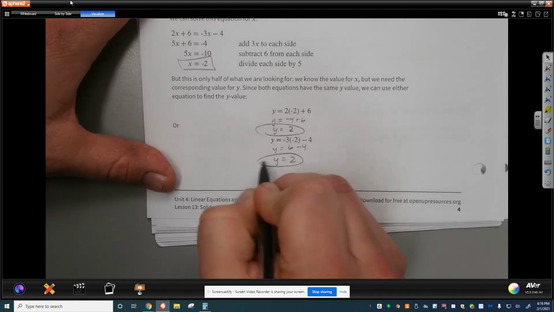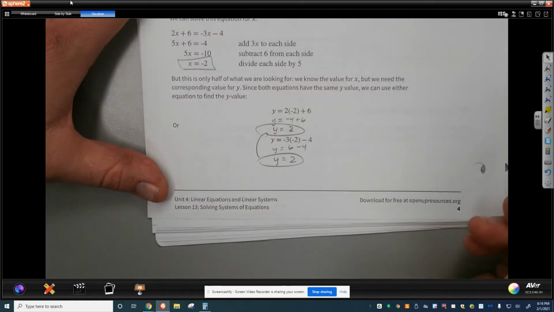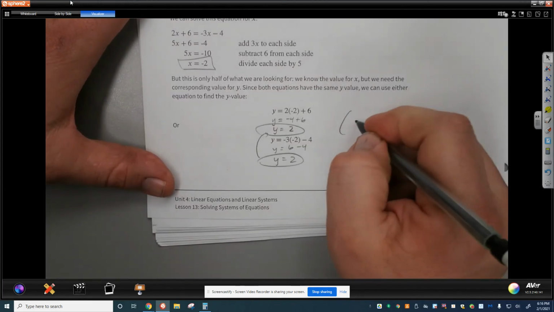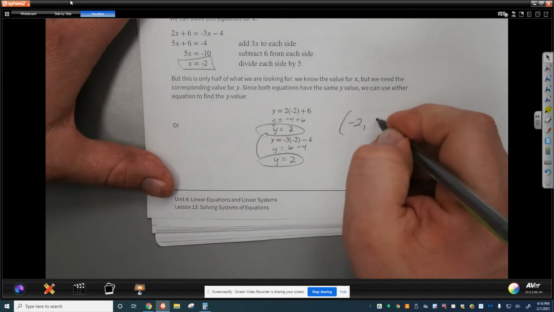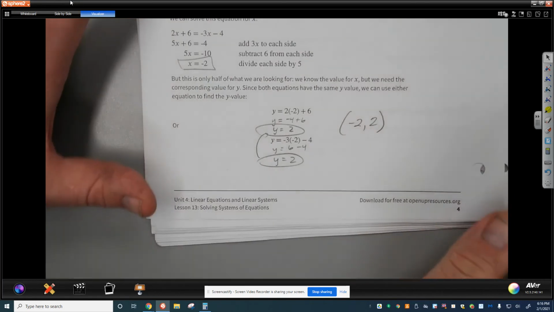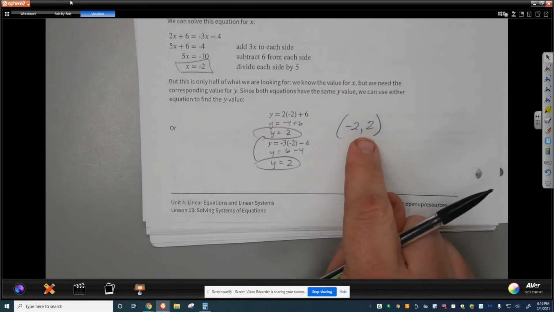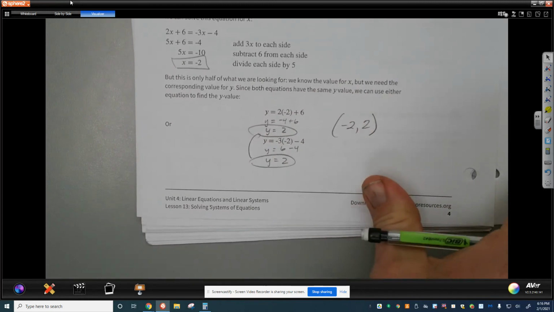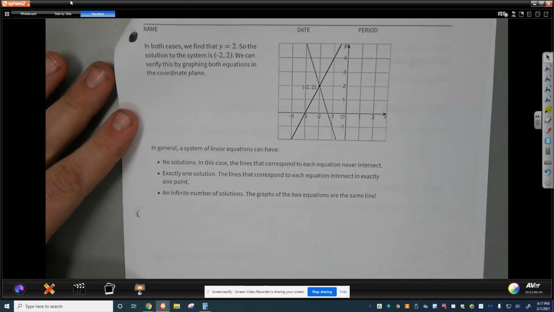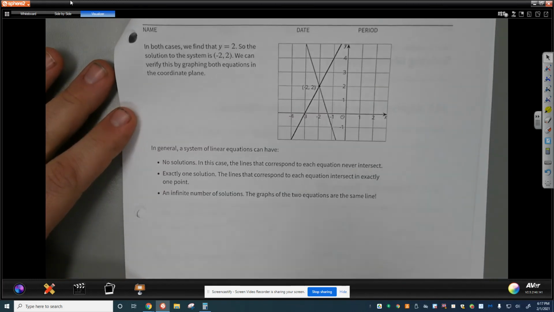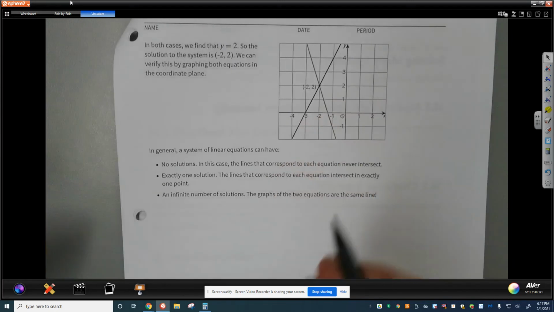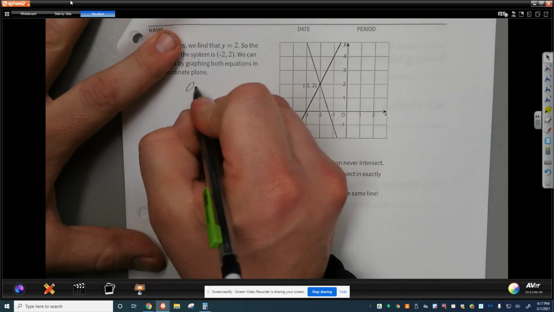And then look at that, they both come up to the same. So what does that mean? That means that we're suggesting that when x equals negative 2, y equals positive 2. And when we see the graph of these two lines, they should cross each other or intersect each other right there at negative 2 and positive 2. And when we see the graphs in both cases, they intersect at the exact same point, which means this is one solution.